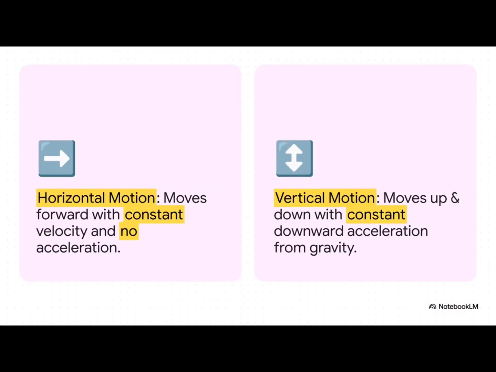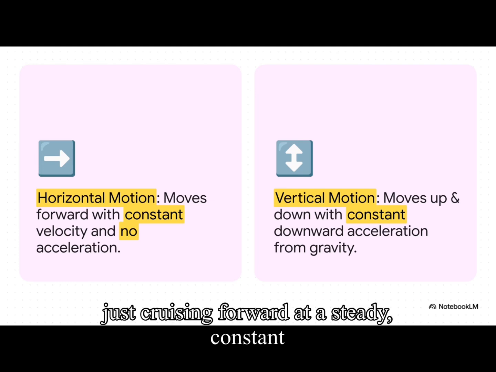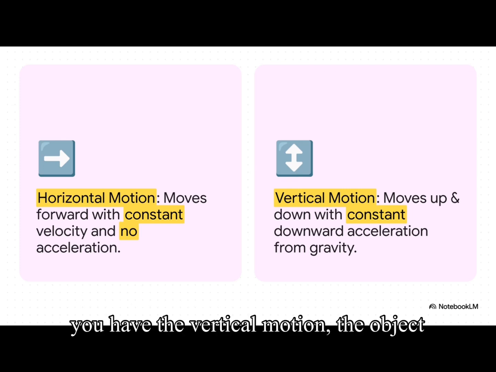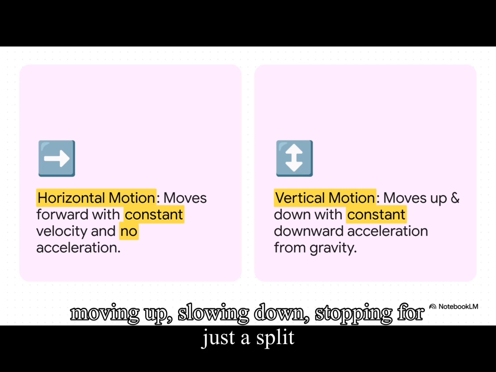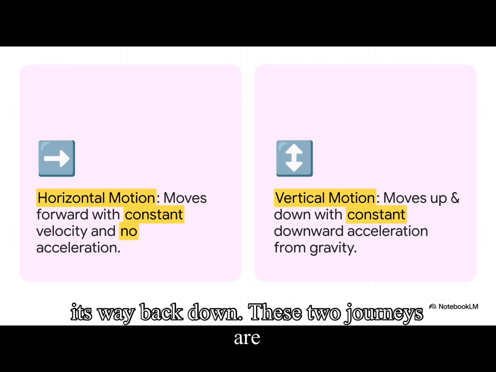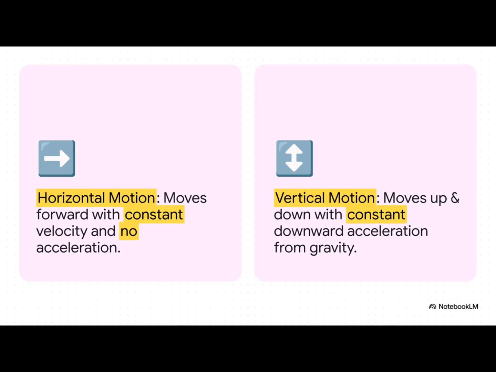On one hand, you've got the horizontal motion. That's the object just cruising forward at a steady, constant speed. No drama there. But at the same time, you have the vertical motion, the object moving up, slowing down, stopping for just a split second at its peak, and then speeding up on its way back down. These two journeys are totally independent, but when you put them together, you get the parabola.